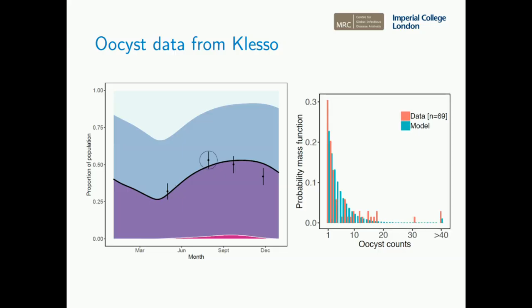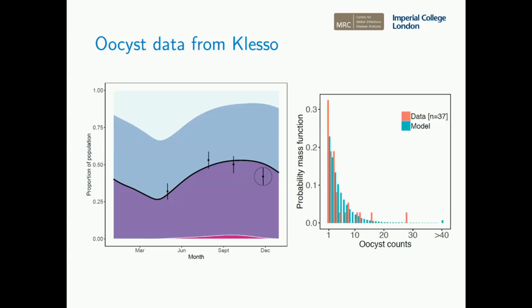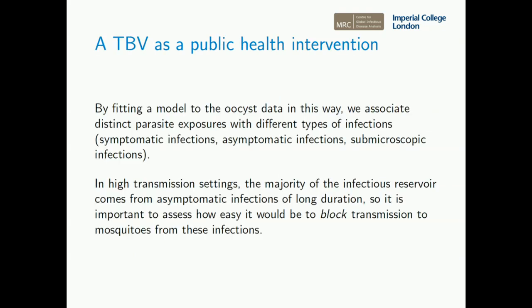Moving into the transmission season, you start to see higher URSIS counts, although the mode is still 1. And in the peak of the transmission season, you get many more high URSIS counts. I've truncated the distribution at 40 just because it's quite hard to show the whole tail. But it starts to give you an idea that you're getting more heavily infected mosquitoes. And our hypothesis is that it's the symptomatic infections, shown in pink at the base of this slide, that are driving these highly infected mosquitoes.